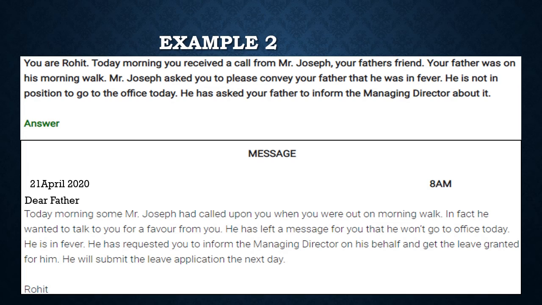At the top again you will write message, then date, time, salutation, that is dear father, content, and the name of the one who has written the message, that is Rohit.